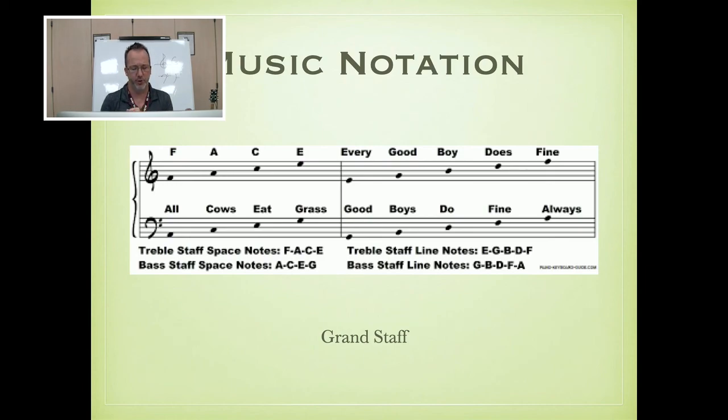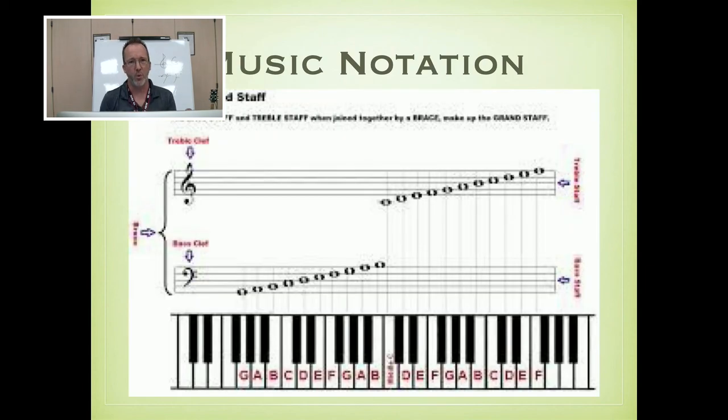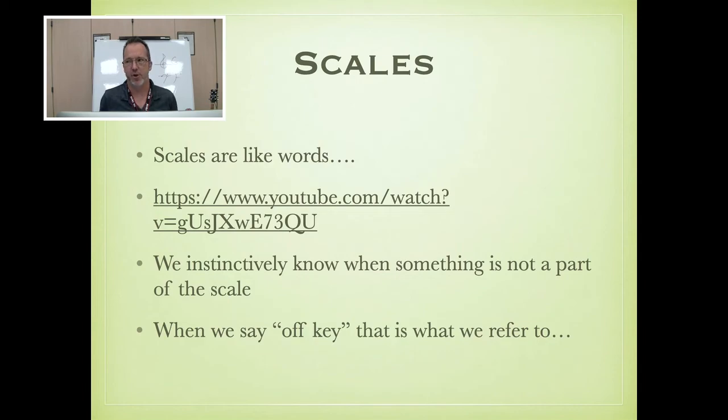Use this graph. When you put those two things together, they're actually called the grand staff. We've got the bass clef and the treble clef together, and that's how we get all 88 keys on the piano, going from the bass, the left hand, the low notes, rolling all the way up to the high notes. And when you take the notes on the grand staff and you start to create some scales, scales are kind of like words.